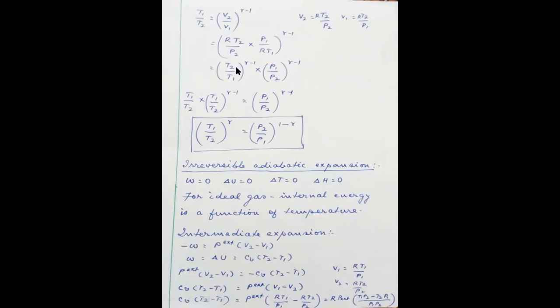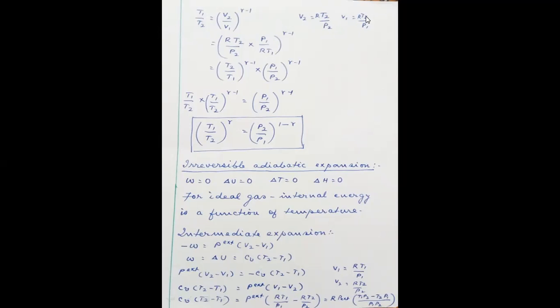I want to find out the relation between temperature and the pressure using the same equation. See, in the previous equation itself, we have seen T1 by T2 is equal to V2 by V1 whole power gamma minus 1. Now, what is V2? It is RT2 by P2 because P2 V2 is equal to RT2, ideal gas equation. P1 V1 is equal to RT1. So V2 is equal to RT2 by P2.